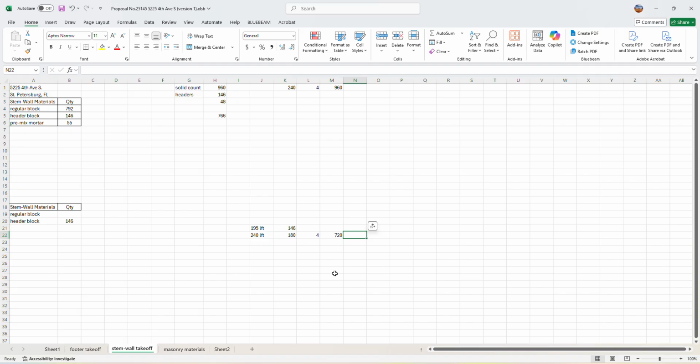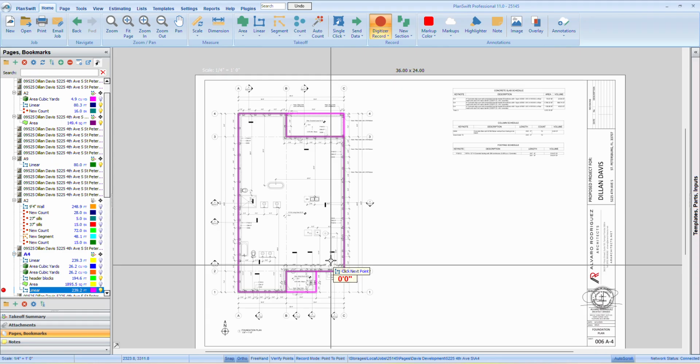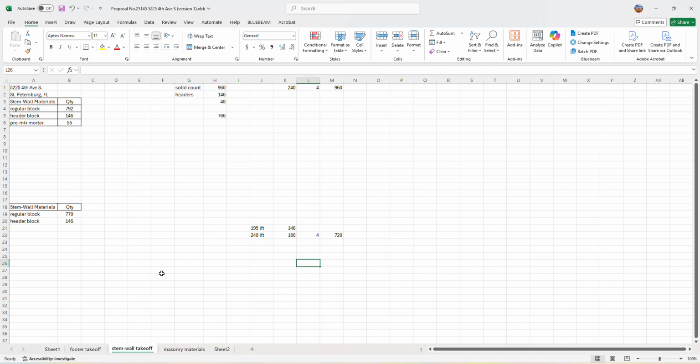And just add your 720 plus 7% waste. We need 770 regulars and 146 headers. So we got that. Let me see what else. Okay, so this is for the house. Now remember we have the garage as well. So let's just do that together.